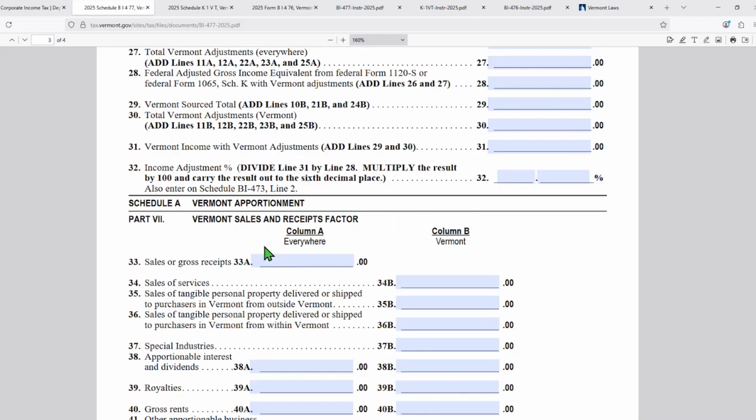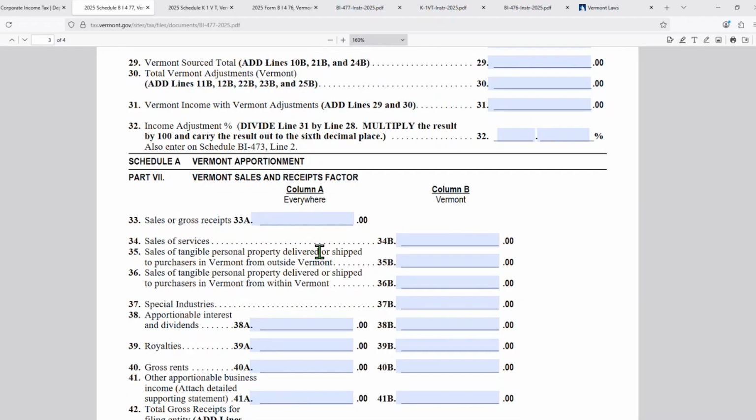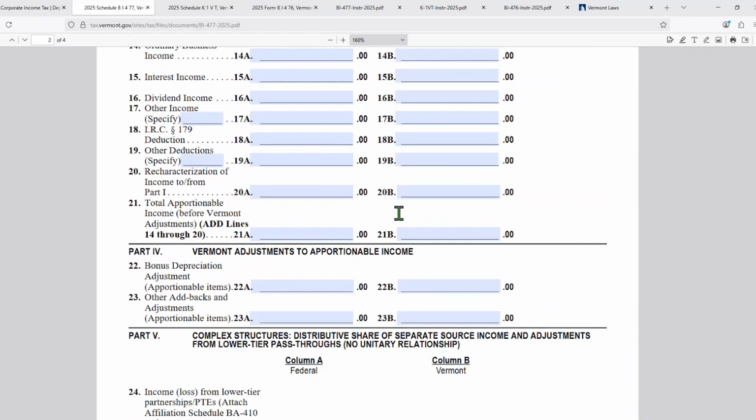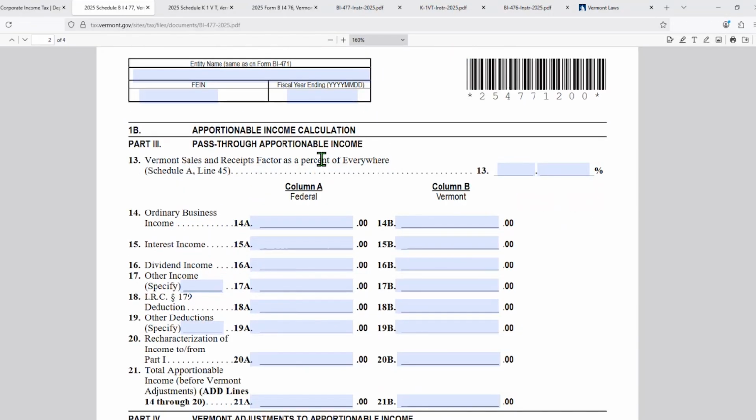Part 8 is actually kind of a throwback. This is where we're going to calculate the apportionment percentage, because going back up to the apportionable income, we start with the apportionment percentage for this pass-through entity. So we've kicked that further down.